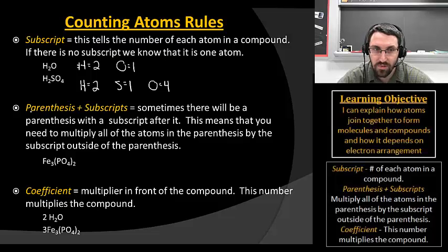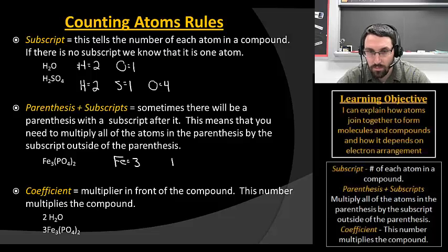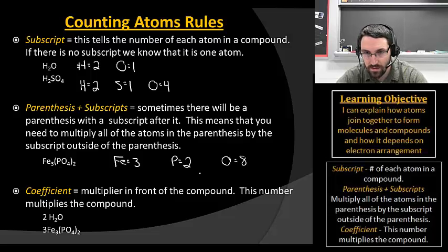The next step is if you have parentheses mixed with subscripts. This means you multiply everything inside the parentheses times the subscript outside of the parentheses. On our example, we have Fe3 and then (PO4)2. We have 2 of those ions combined with the iron, or 3 irons. So I have Fe equals 3, P equals 2 because I have 2 times 1, and then O equals 8 because I take 4 times 2.